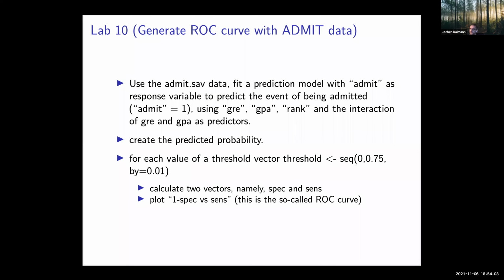So for the lab, we will use the admit safe data to fit a prediction model. And we will look into the interaction between GRE and GPAs, where you will create a predicted probability and you will create threshold vectors by 0.01. You calculate 2 vectors, namely specificity and sensitivity, and you plot 1 minus the specificity, the false positive rate, versus sensitivity, which is the true positive rate. And this is the so-called ROC curve. Okay, but we will do that in a separate lecture.